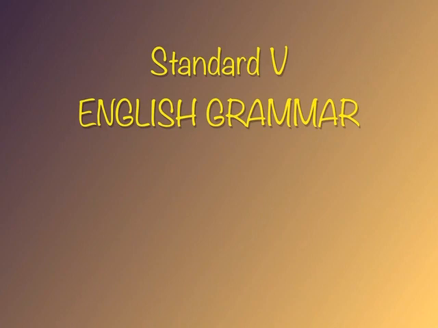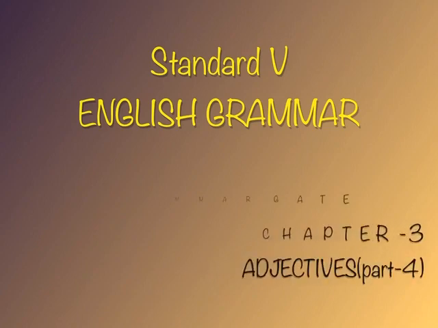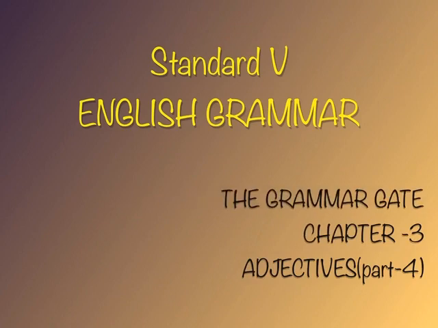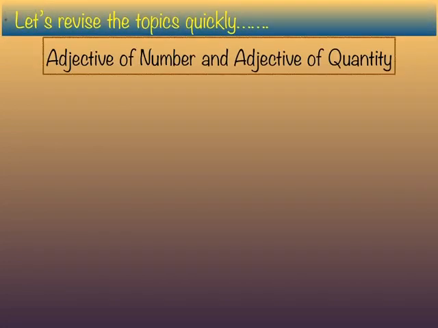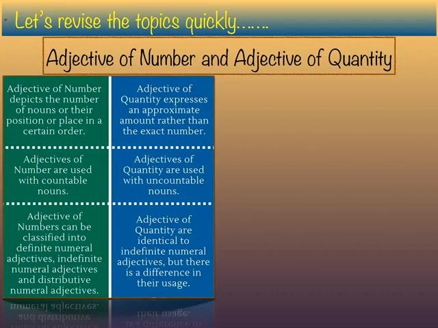So let's continue with English grammar, and today we would be continuing with the chapter Adjectives from the Grammar Gate textbook. So let's first revise the topic which we studied previously. So let's see the topics that we studied previously. And we studied adjective of number and adjective of quantity. So let's just have a quick recap of both the adjectives.